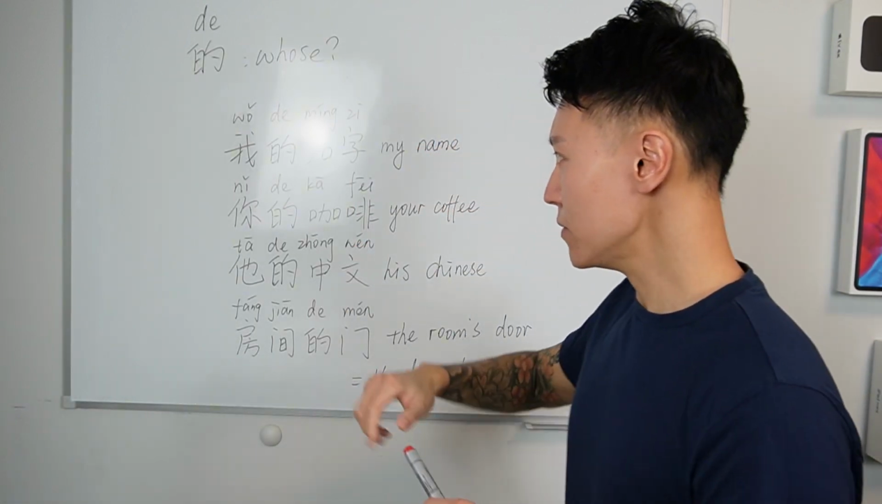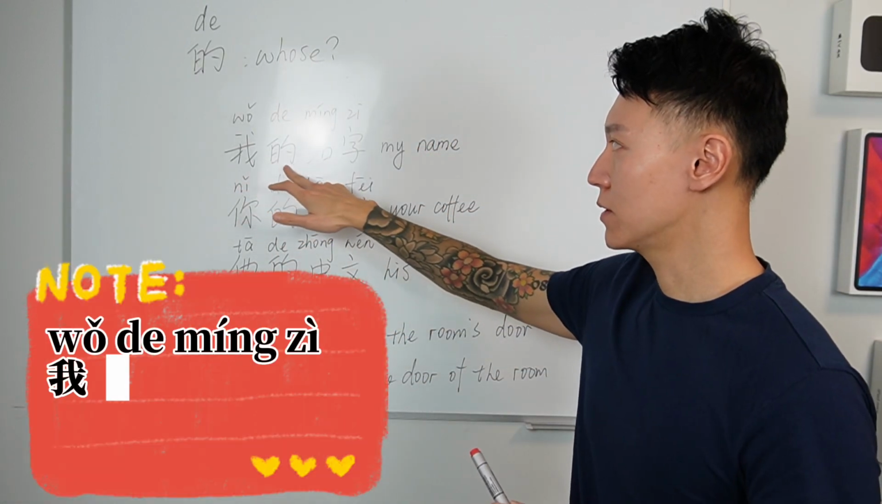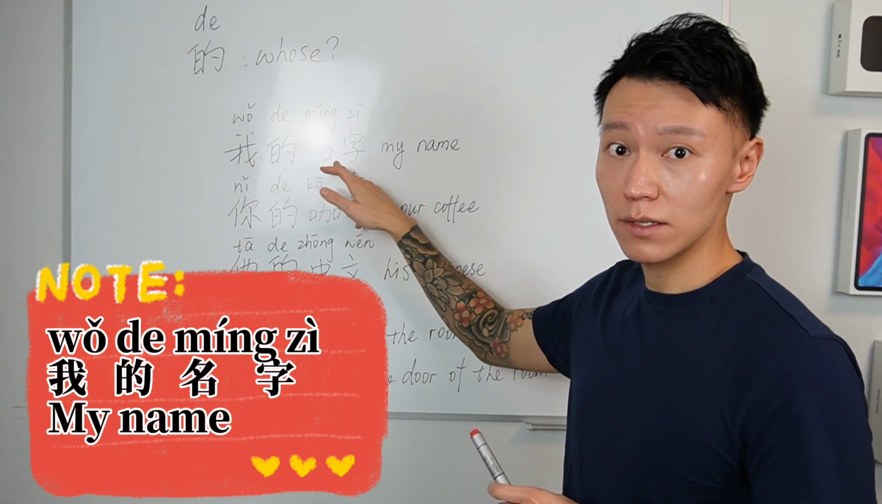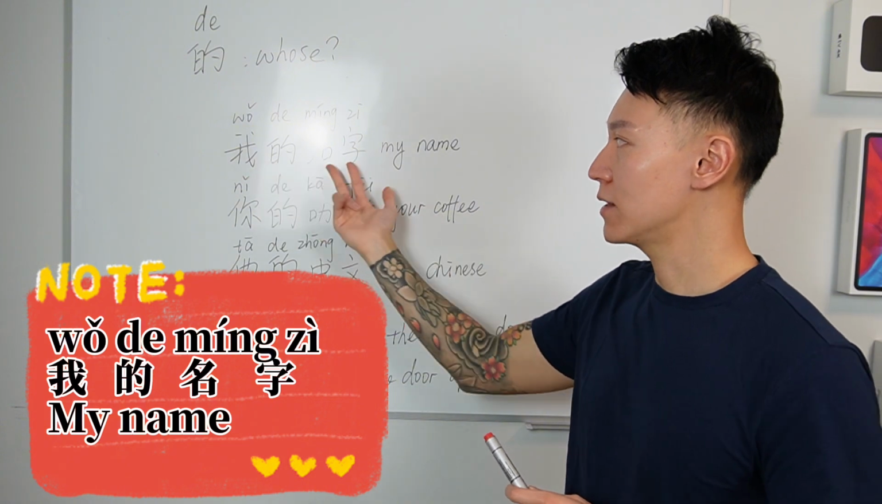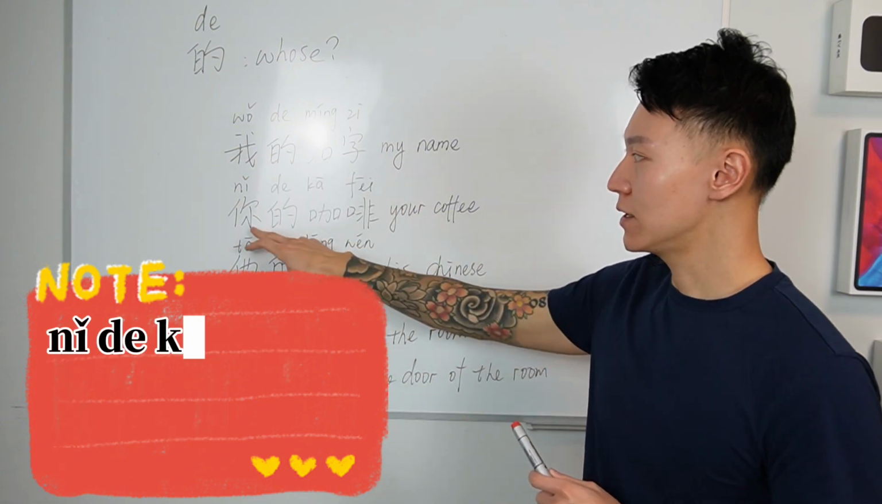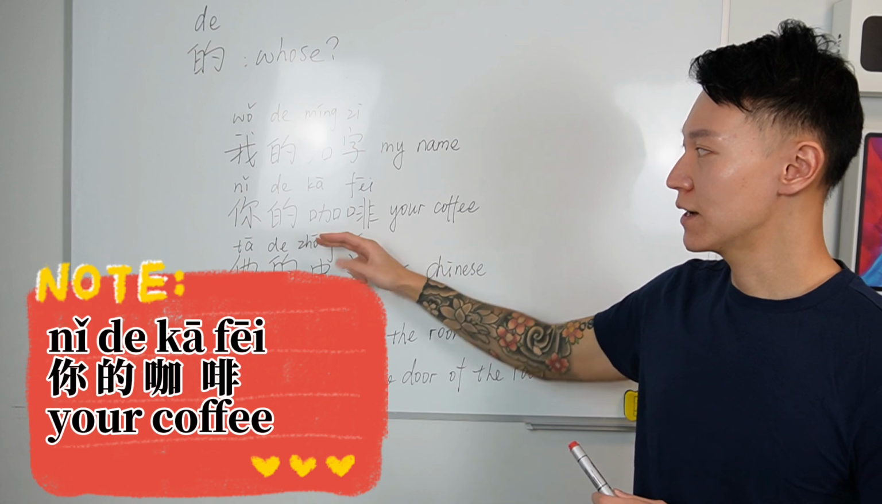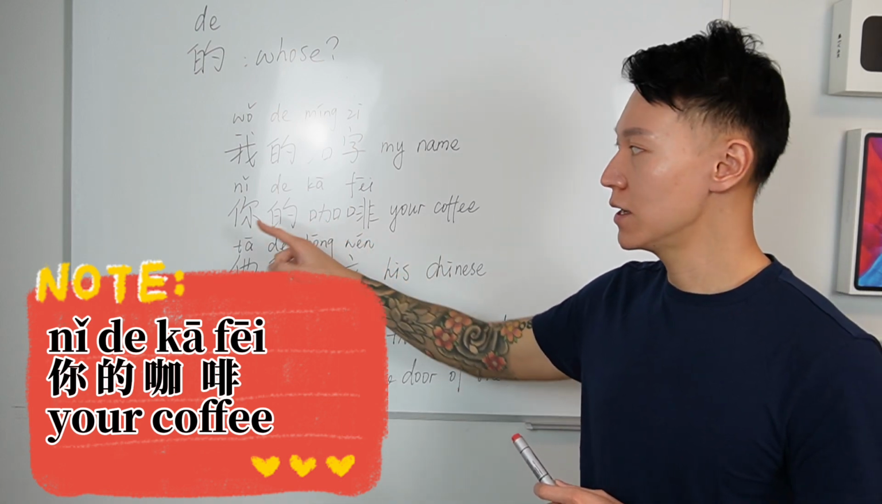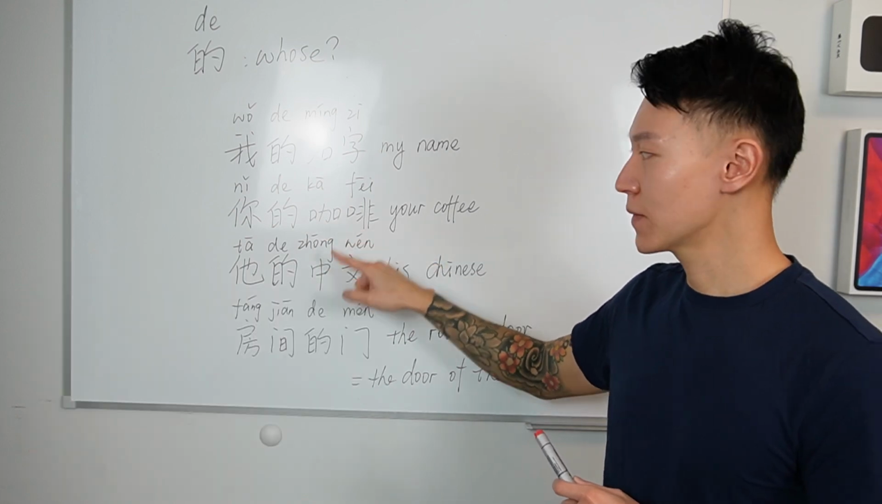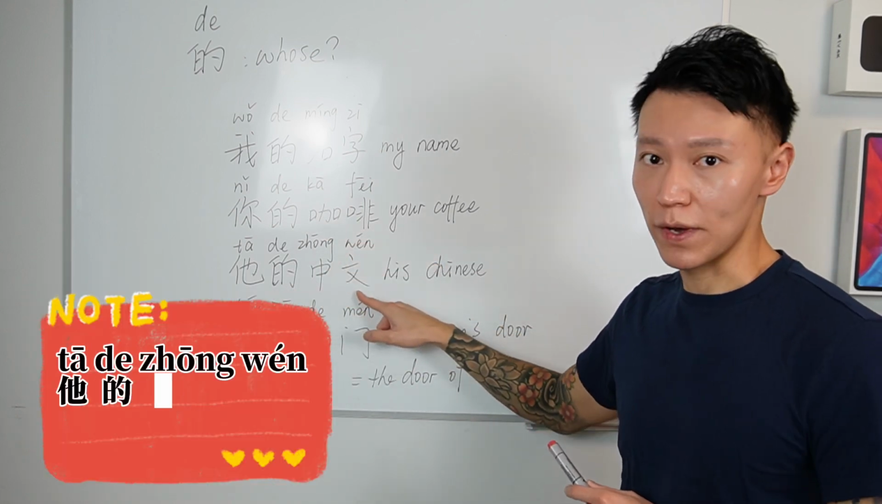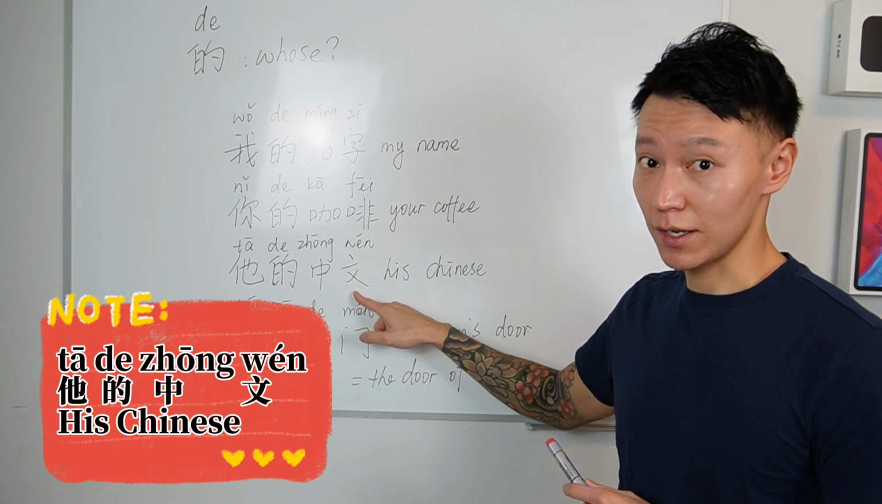So here we have 我的名字. 名字 means name. So 我的名字 my name. Alright? 你的咖啡 Cafe is coffee. 你的咖啡 your coffee.